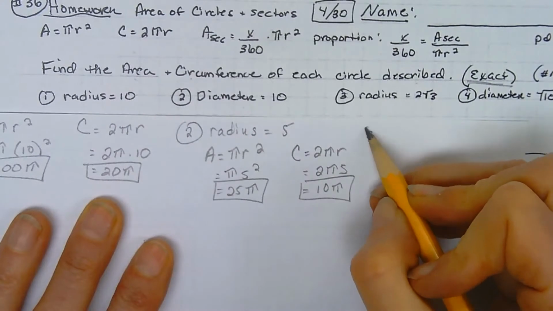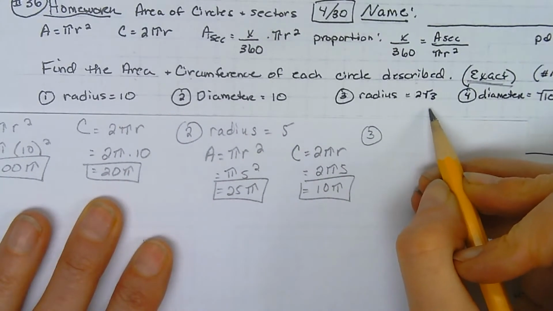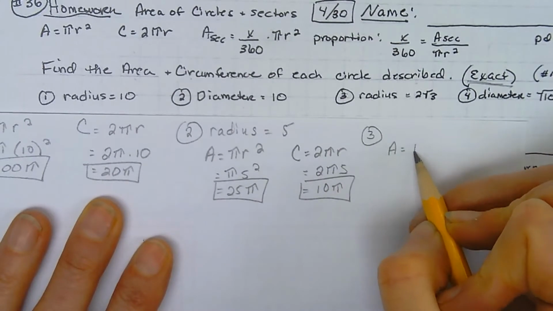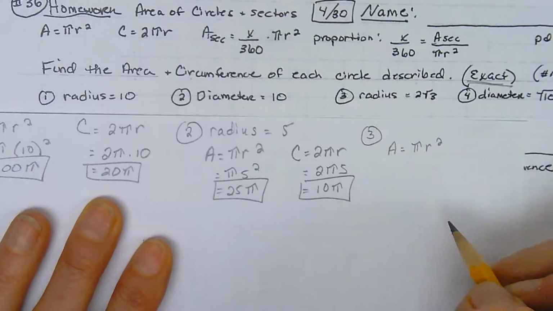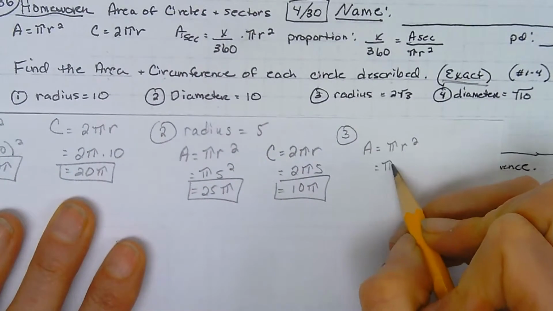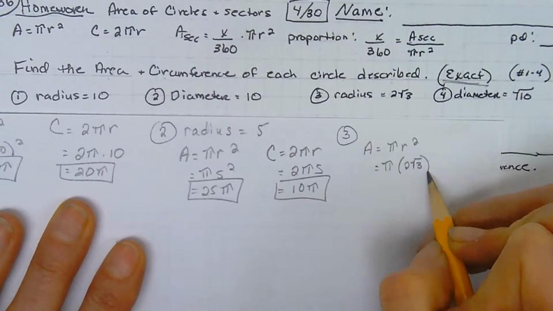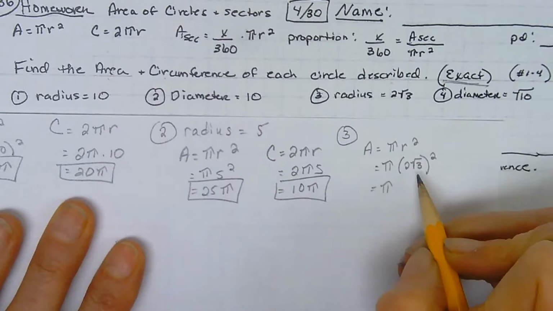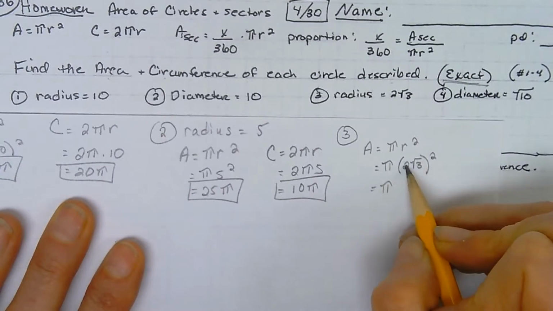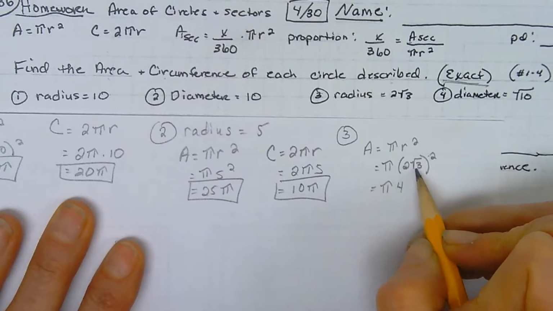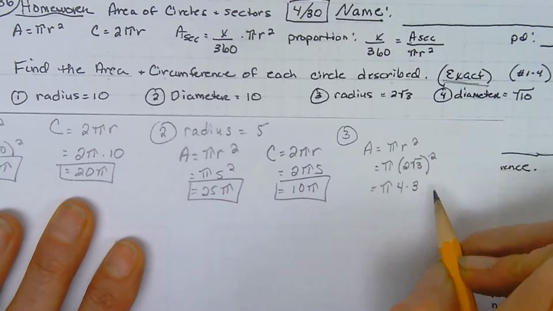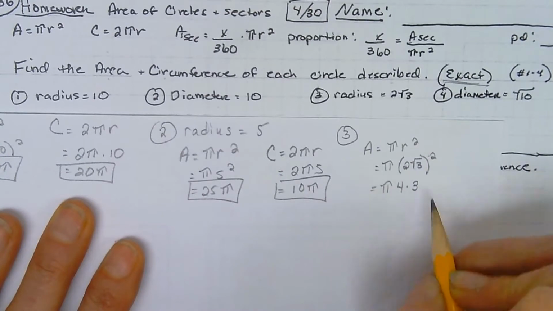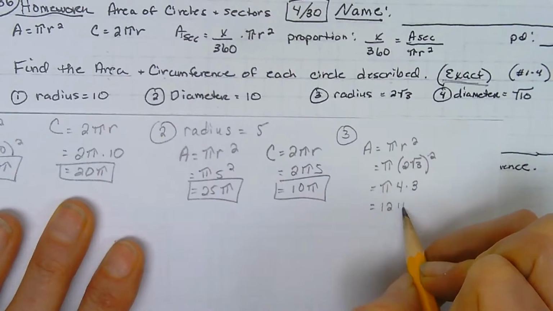Number 3. The radius is 2 rad 3. The area is equal to pi r squared. So that's equal to pi times 2 rad 3 squared. That's equal to pi times, to square 2 rad 3, I square the 2, which becomes 4, and I square the rad 3, which becomes 3. 2 times 2 is 4. Rad 3 times rad 3 is 3. And so the area is 12 pi.